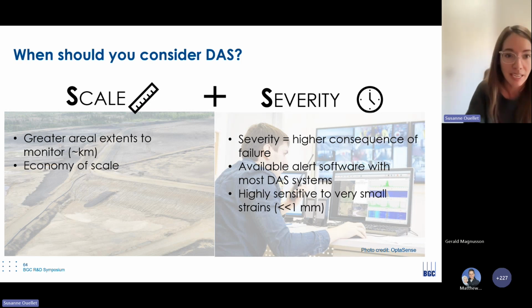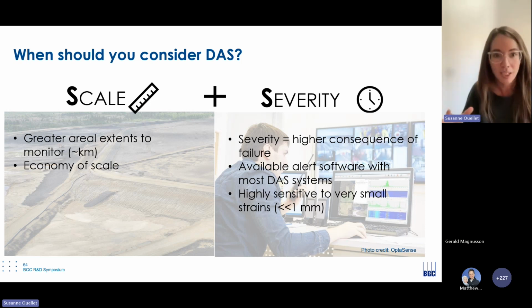So there's the scale of your project, and then there's also the severity. Talking about scale, this is going to represent the areal extent that you have to monitor. If you have a very large area, on the order of kilometers or so, then DAS could become a very attractive option. The main expense with the DAS system is typically going to be the interrogator. That's what is injecting the laser pulse into the fiber. This can cost roughly 150K or so.